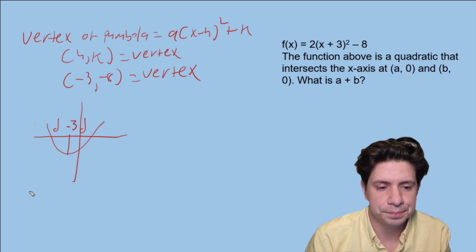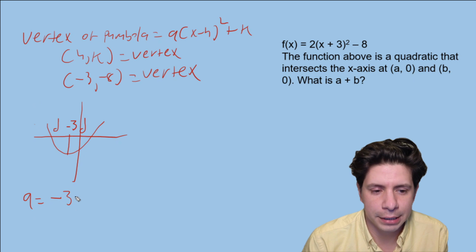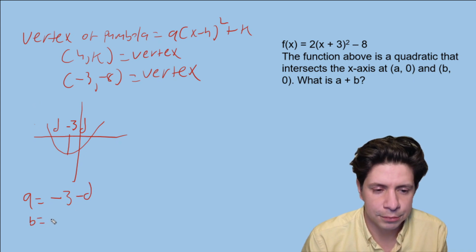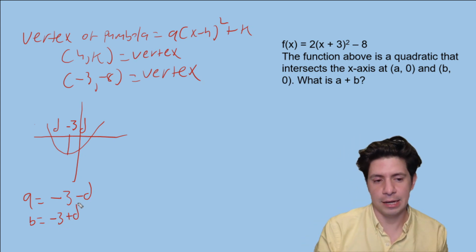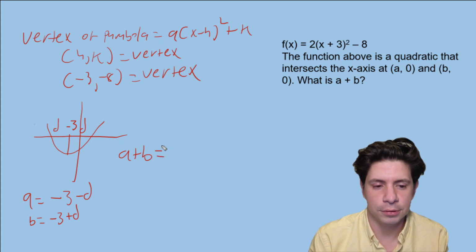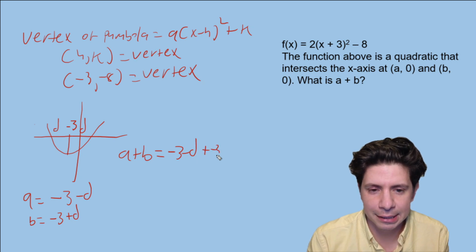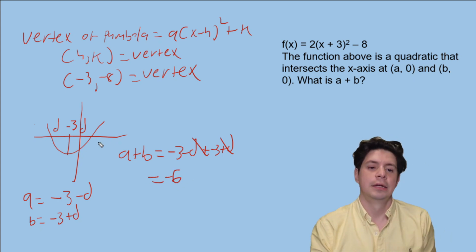So a equals -3 minus d. b equals -3 plus d. Wow, look what happens when we add them together. a plus b equals -3 minus d plus -3 plus d. The d's cancel, and we're left with -6.